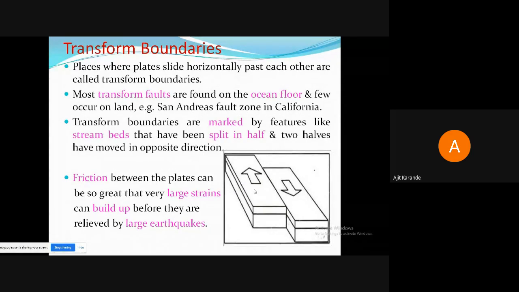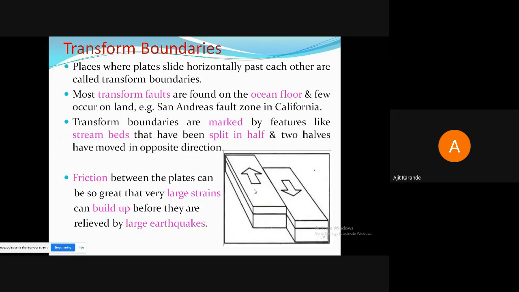So as far as the first two cases are concerned, in the first case, collision takes place. In the second case, two plates move apart, and due to moving apart, some new constructive zone is formed. And here, this is the third case, transform boundaries. In this particular case, the movement of the plate takes place, but it is in a horizontal plane, in a horizontal direction, or you can say in the lateral or longitudinal direction of the plates.